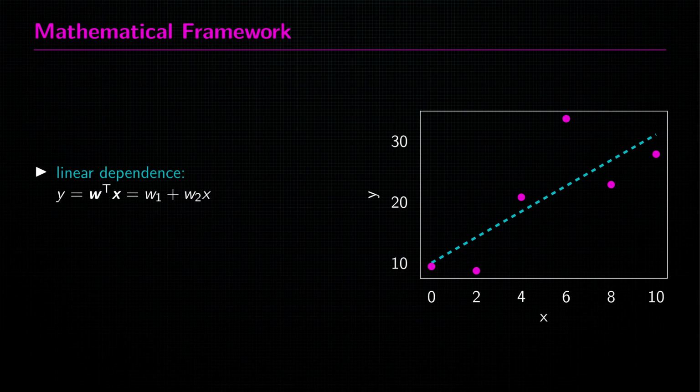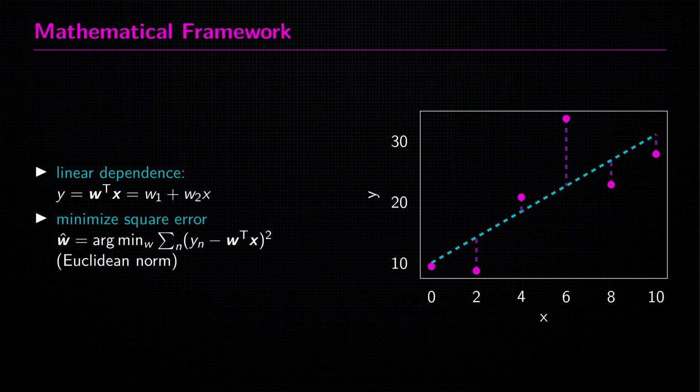In order to solve this problem, we need to define our mathematical framework. First of all, we define the linear function of x using a bias term w1, which allows a constant offset on the y-axis, and a constant multiplicative term w2. This becomes a data model assumption that we want to fit.